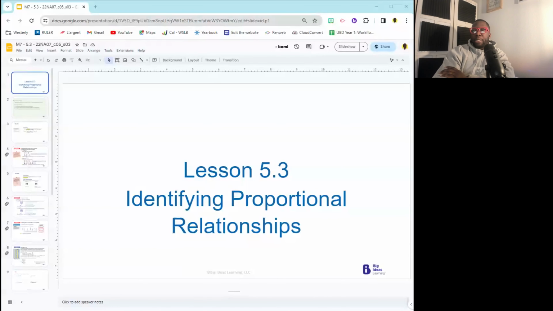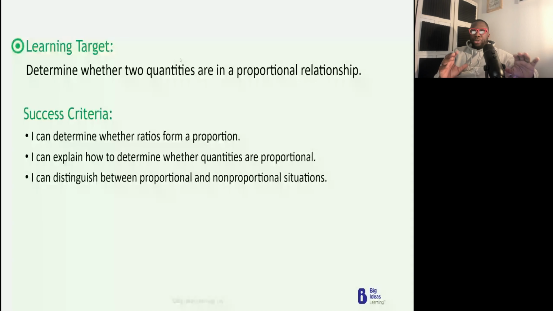Hey there, kiddos. In this particular lesson, 5.3, we're going to be looking to see how we can identify whether or not two ratios or two unit rates are proportional, whether or not there's a proportional relationship. So our objective for today is to determine whether two quantities are in a proportional relationship.